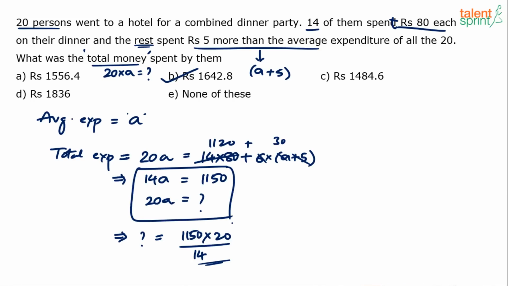Cut down the number of steps that you write on paper. I think you should start working from this equation onwards: 20A equals 14 into 80 plus 6 times A plus 5, and then simplify. Okay? 1642.8, option B, true. Should we go for the next one? I'm sure there's no confusion here. Option B. All those who've got option A or 1630 should correct wherever they've gone wrong.